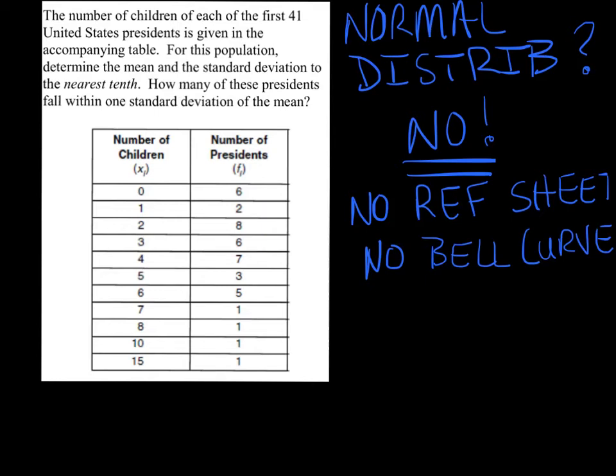We're going to enter everything into our calculator. Now the number of children here, that's going to go in my L1. And the number of presidents, that's your frequency, so we're going to go in L2.